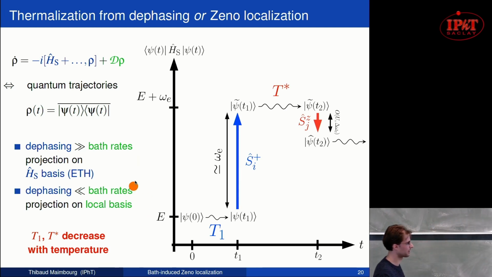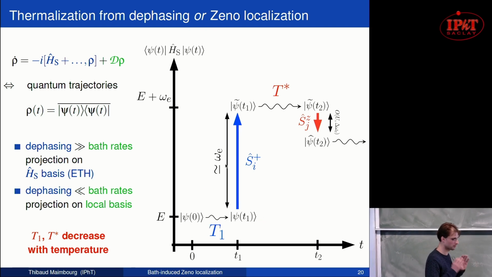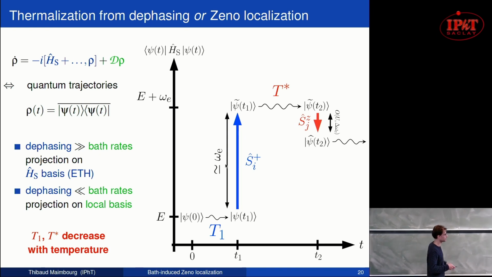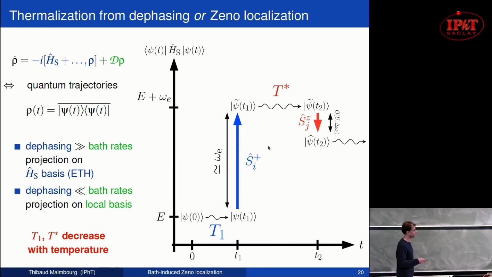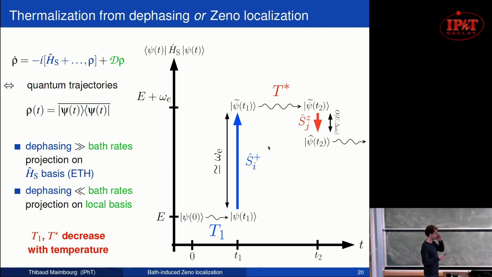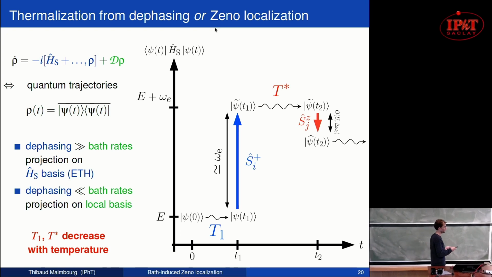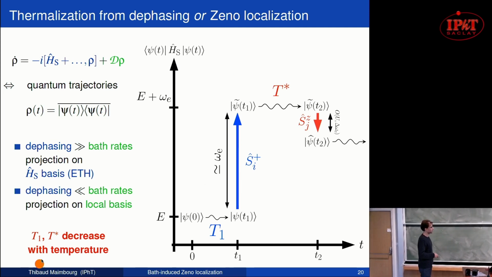While if you look at high temperature, then those timescales become very short, and this means that during the evolution, you will get projected a lot on the local basis. And then what you expect is that you don't thermalize anymore, that you get too much projected on the local basis, so that the system localizes, and it's a bit the same idea as the Zeno effect, right? When you're just measuring the system a lot, and you are preventing its unitary evolution by just measuring it. So here it's the bath that measures the system. Right, and since they decrease with temperature, this is what we expect to happen.